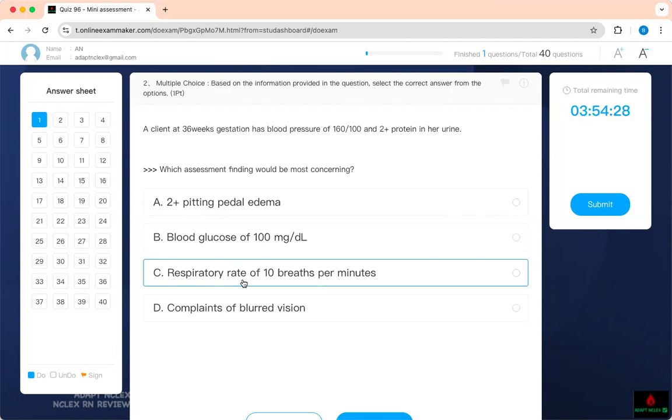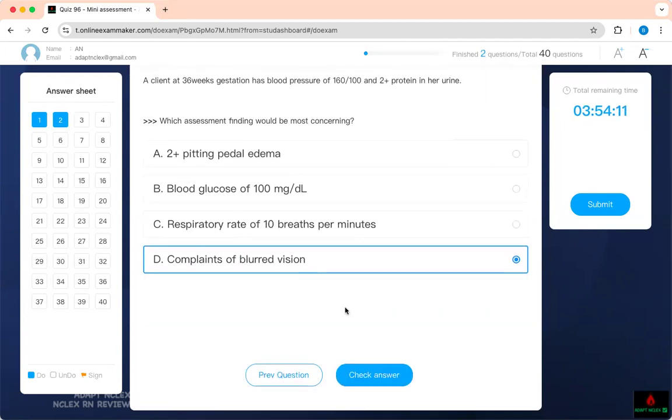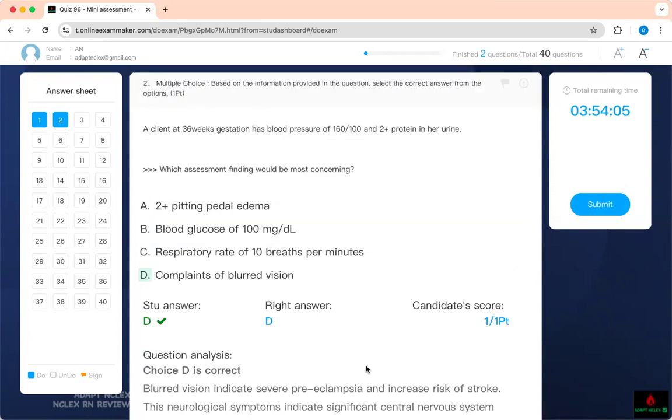Respiratory rate of 10 is decreased, right? This is decreased. But complaint of what? Blurred vision means there's a neurological manifestation of the hypertension. This can lead to seizure and stroke, and you die. Blurred vision is your priority. Forget about the respiratory rate of 10 because there are no signs and symptoms of respiratory distress. That is gone.